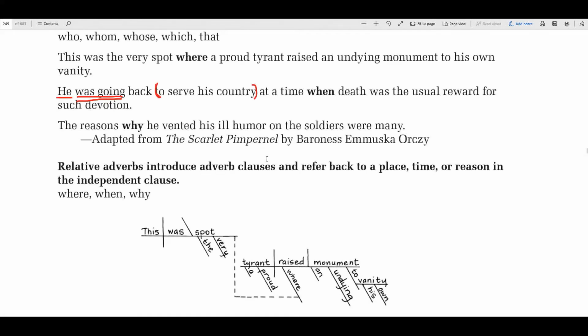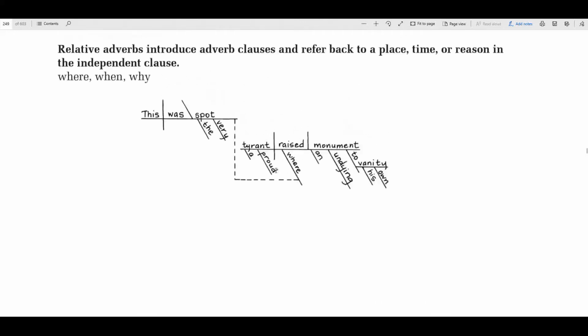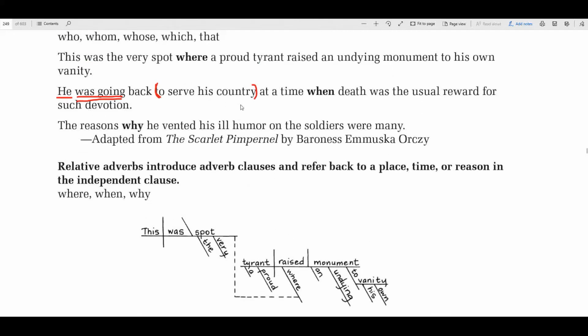Well, if I can get back to the right page. So to serve his country, I do believe this is an infinitive. And then at a time is a prepositional phrase. So this will make a little bit more sense when we diagram it, believe it or not. Now, when death was the usual reward for such devotion, that's going to be our adverb clause. That means we're going to have a subject and a verb.